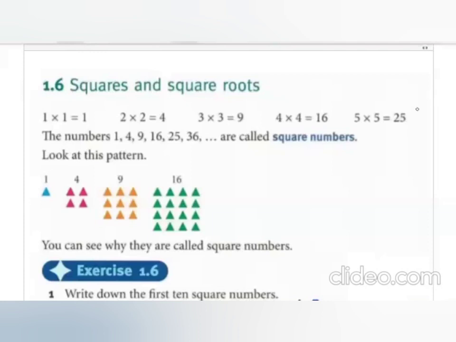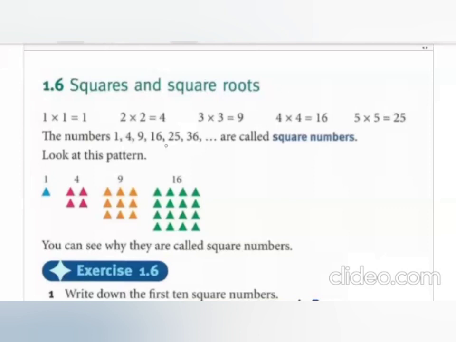So today we are going to see about squares and square roots. Before, we have seen many topics about the factors and multiples of numbers. So now we are going to see about squares and square roots. So what is a square number?